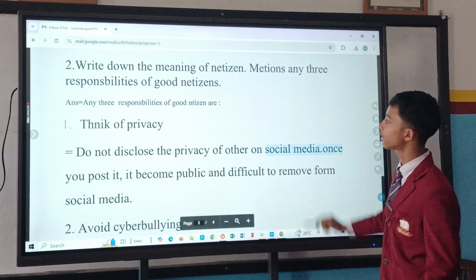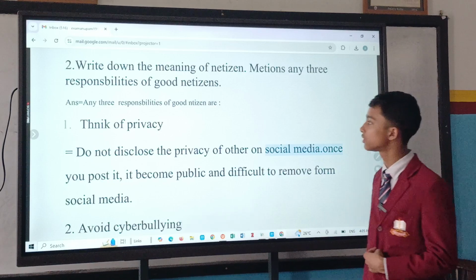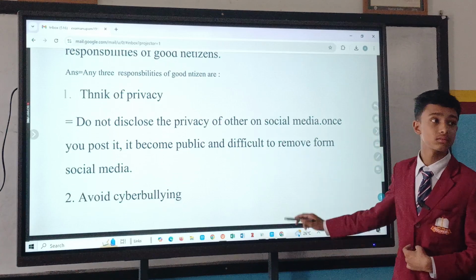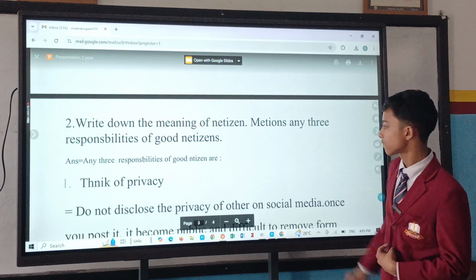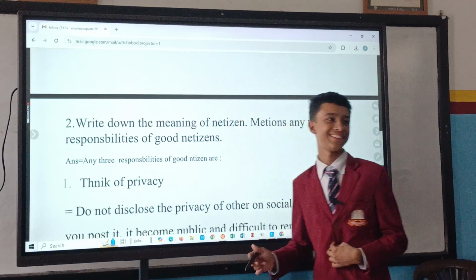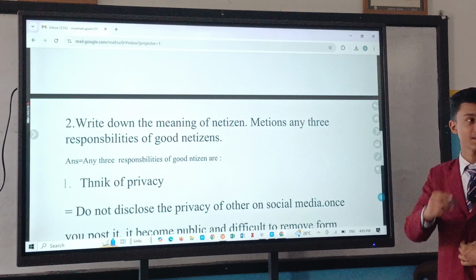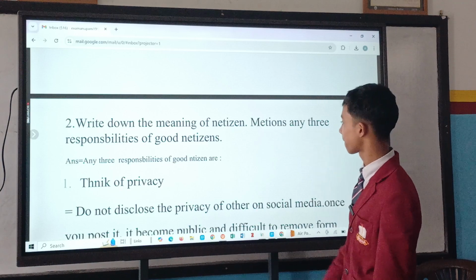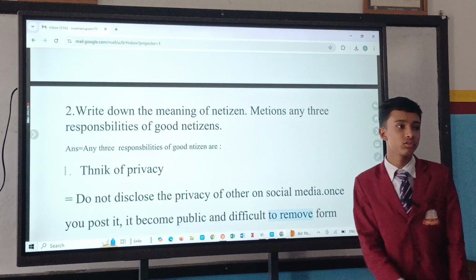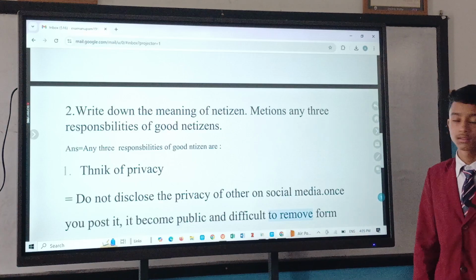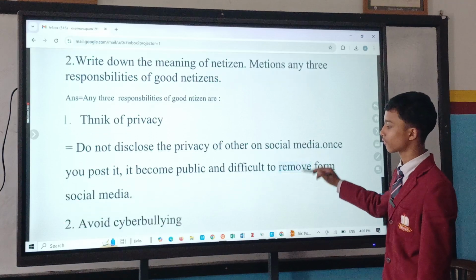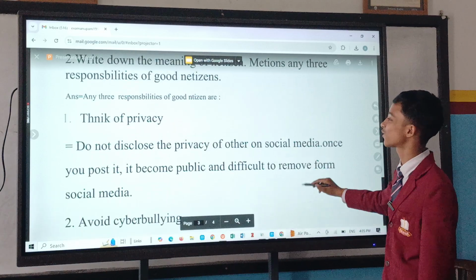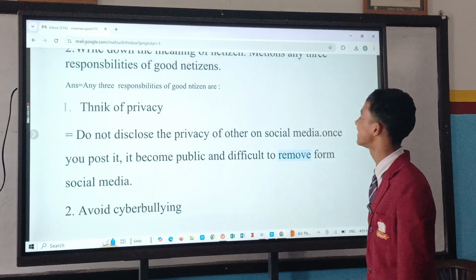And write down the meaning of netizens. Mention any three responsibilities of good netizens. What question, sir? The upper one is there. Write down the meaning of netizens. No, sir, I have it in written form from the book. Netizens means those people who engage in using the internet.